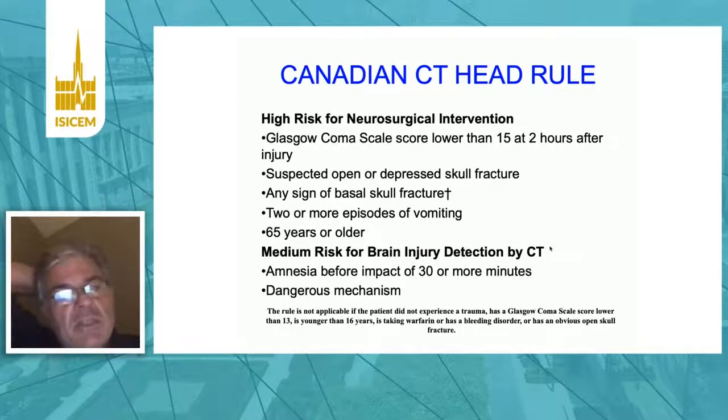Who should get a CT scan with traumatic brain injury? Well, the Canadian CT head rule defines those who are at risk for the likelihood of neurosurgical intervention. In the absence of these features illustrated here, you don't necessarily need to do a head CT scan. These rules apply to adults. This is the PECARN rule that applies to children as well.